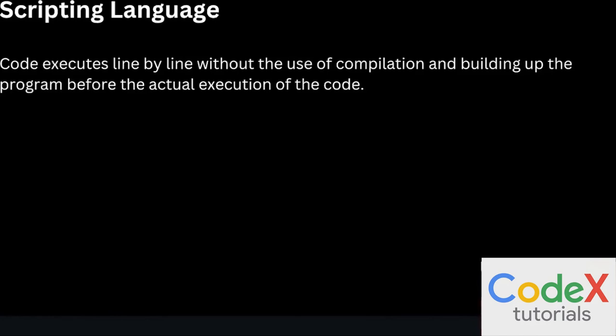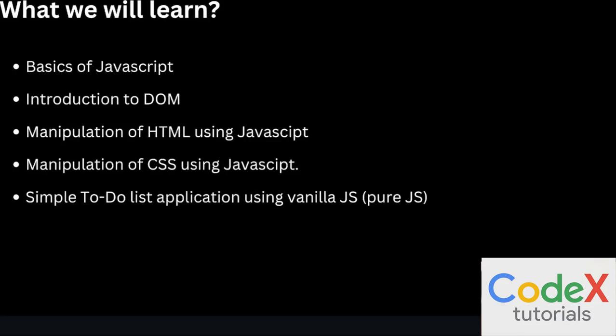But when we talk about a scripting language, code is actually executed line by line without the use of any compilation and building up the program before the actual execution of the code. So whenever you write any scripting language, and we are talking about JavaScript right now, any JavaScript code will be executed line by line without the need for any compilation or building. And that is pretty much what there is to JavaScript.